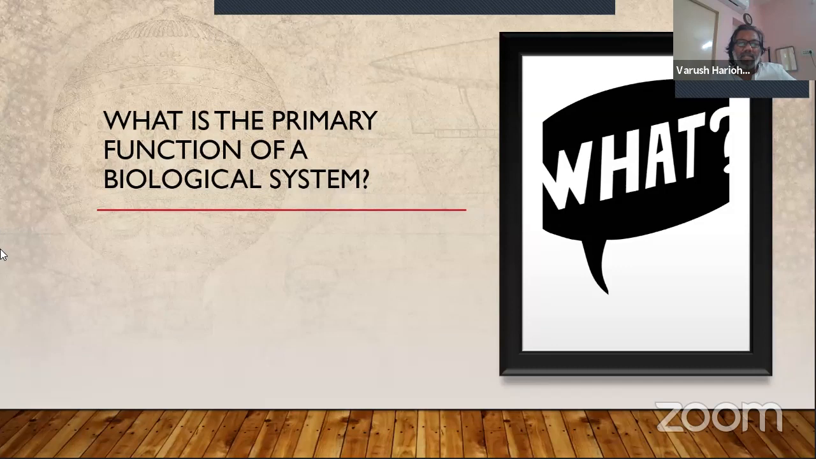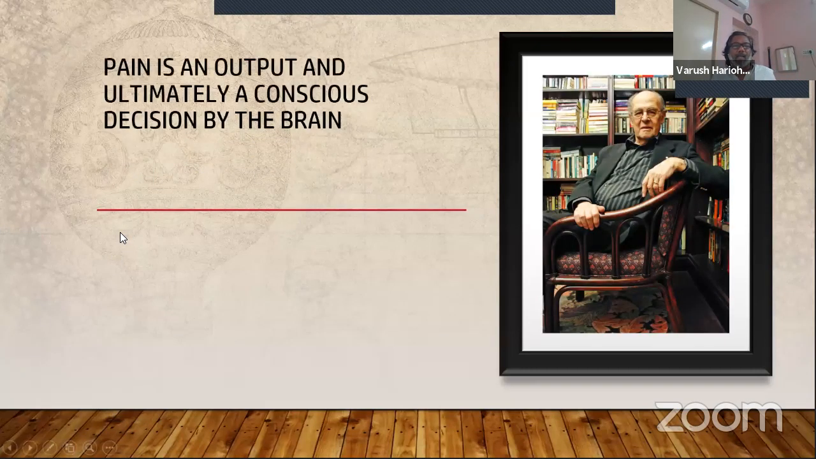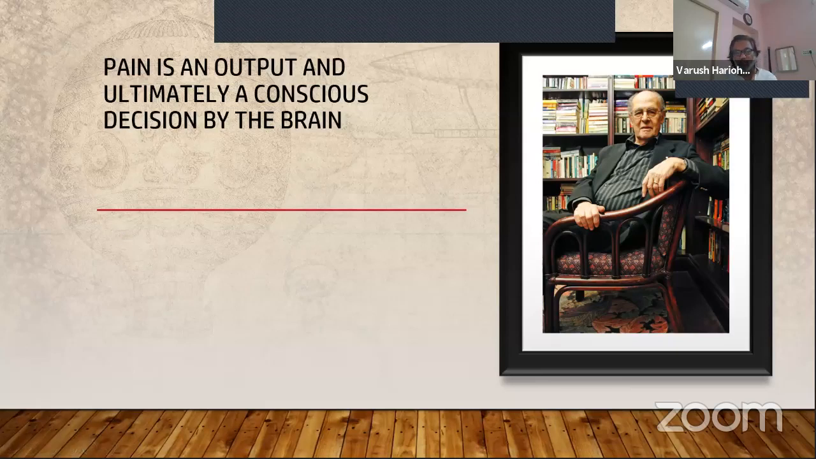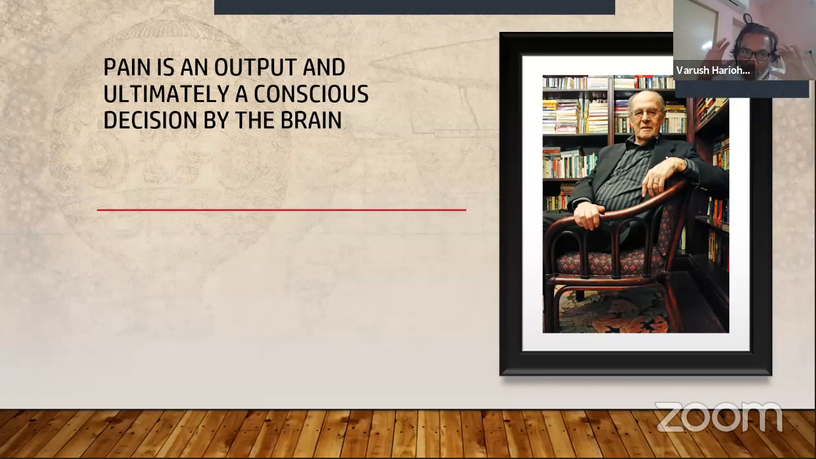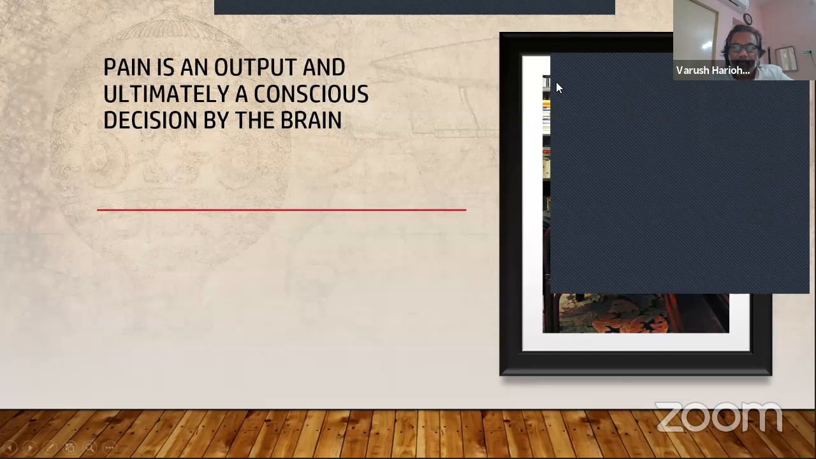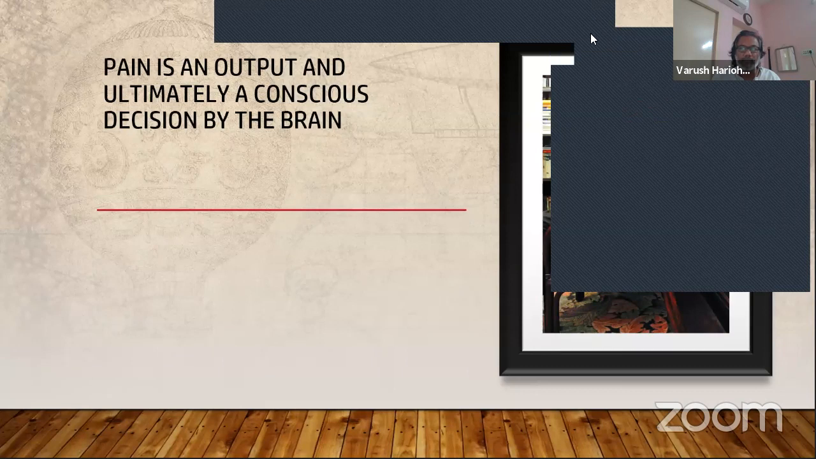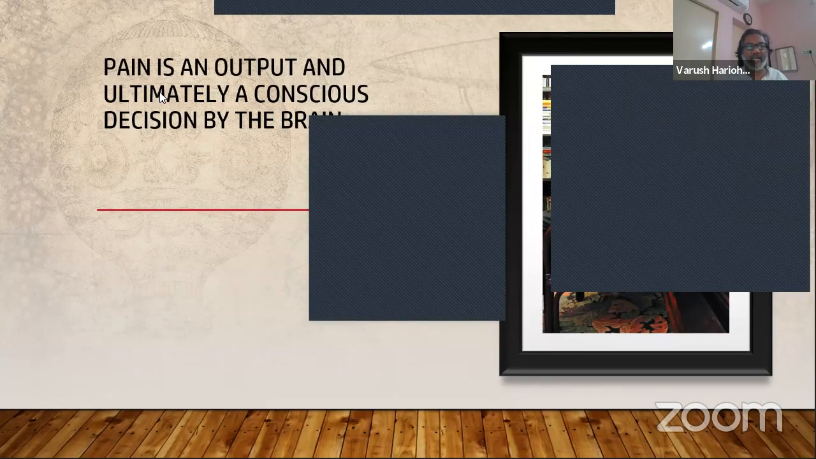So the next thing to remember is what Melzack said: pain is an output and ultimately a conscious decision by the brain, right? Again, I have only put one part of his quotation. So what do you think is the next part? What is missing in this? We should be able to answer this, because we have already talked about a lot of these things. Can you tell me what the next part of the quotation should be? Again, type in, please. Reaction. He has already said that pain is an output, so it's a reaction. So what else is missing in this?